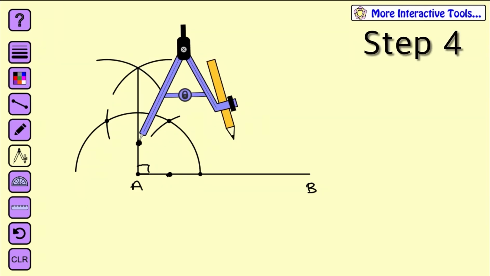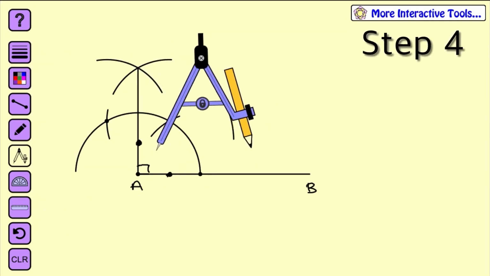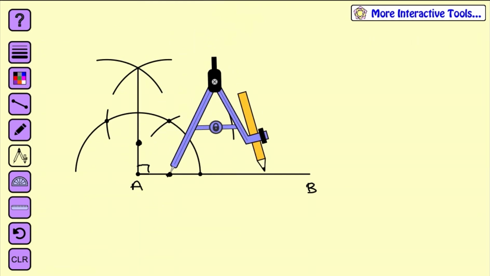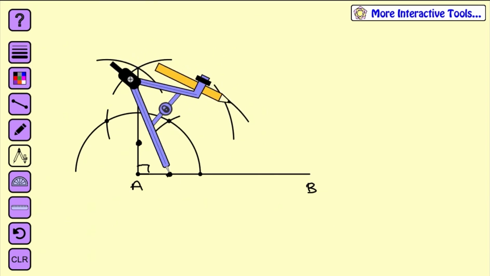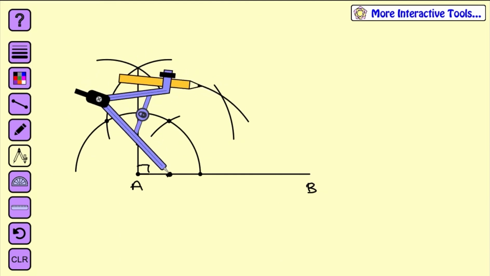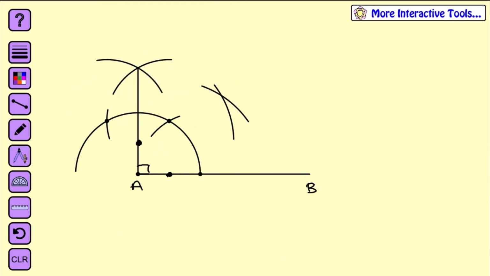From here, move the tip of the compass to the second point you constructed and repeat the same process. This time, the arc that you draw should intersect the first one at one common point. And in the end, your diagram should look something like this.